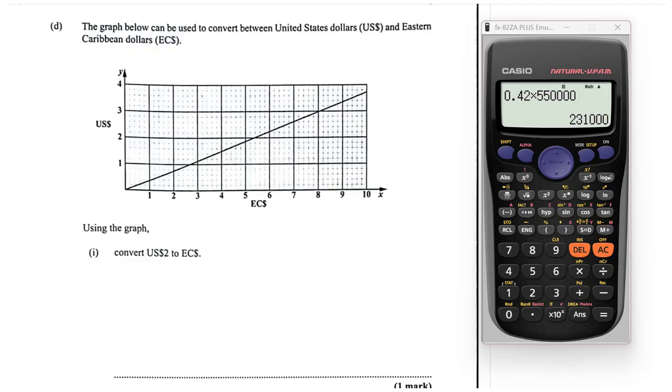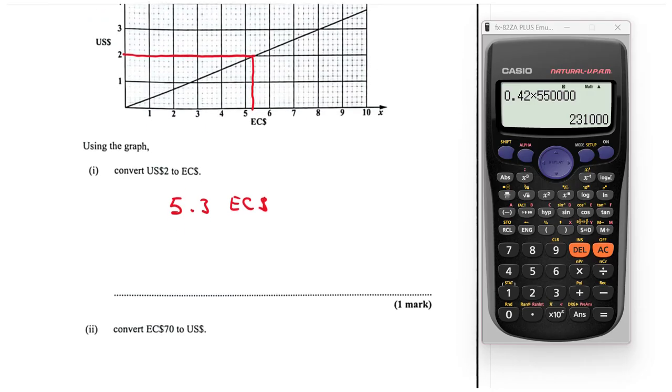So we're going to look for US $2 on our y-axis. Here it is. We move across, and when we touch the line, we move downwards. Right here, this is going to be about 5.3. Remember, each one of the small squares is 0.2. So we have 5.2, then right in between 5.2 and 5.4, we have 5.3. So this is 5.3 EC dollars.